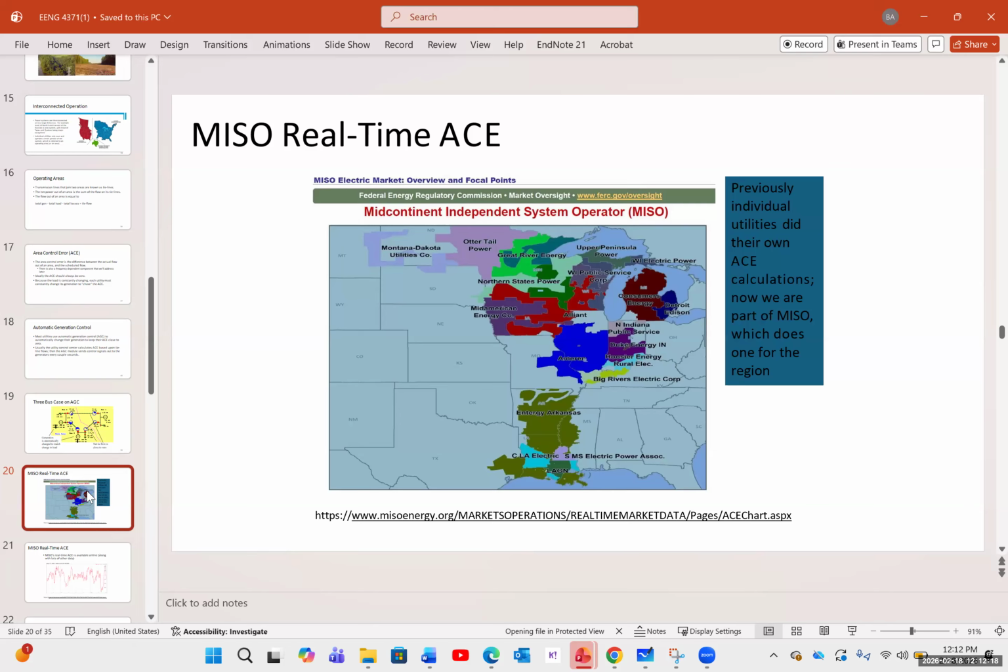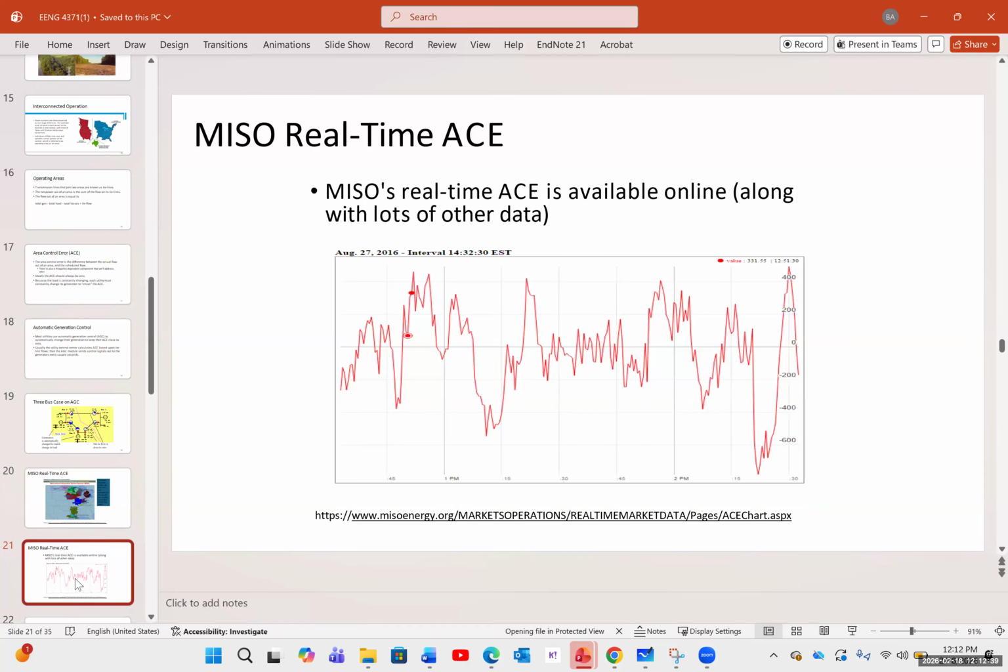Now, this is the Mid-Continent Independent System Operator. Previously, individual utilities did their own ACE calculations. Now we are part of MISO, which does one for the region. So you can see that the system does it for a whole region. And this is a real-time ACE, which is available online with lots of other data.